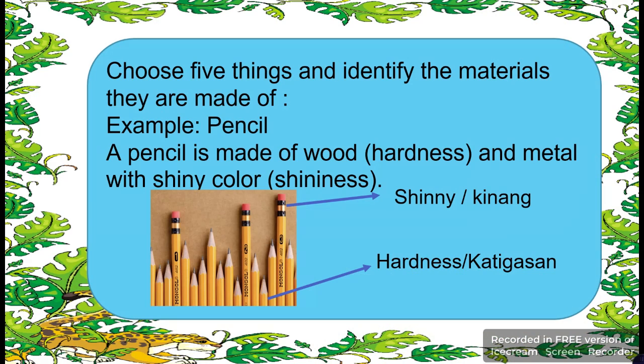For your assignment, choose 5 things and identify the materials they are made of. Example, pencil. A pencil is made of wood, the hardness, and metal with a shiny color, which is the shine.